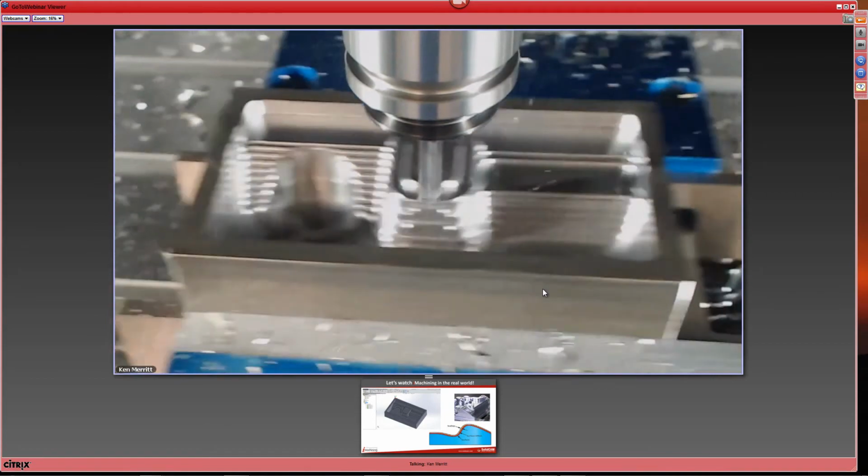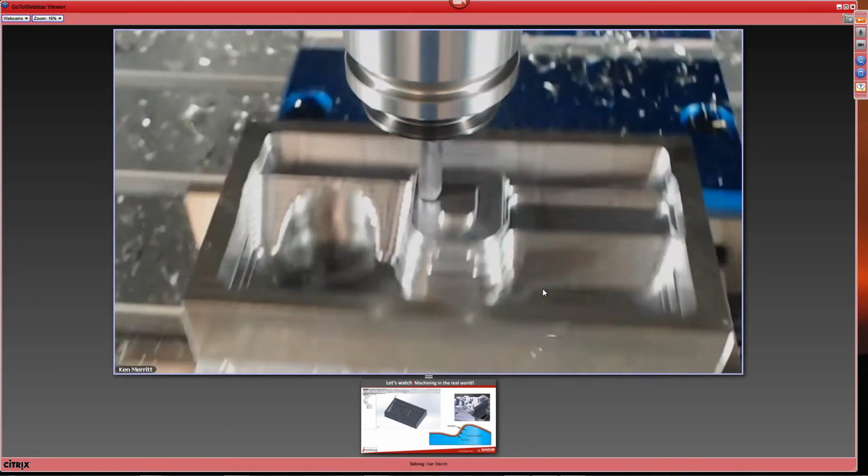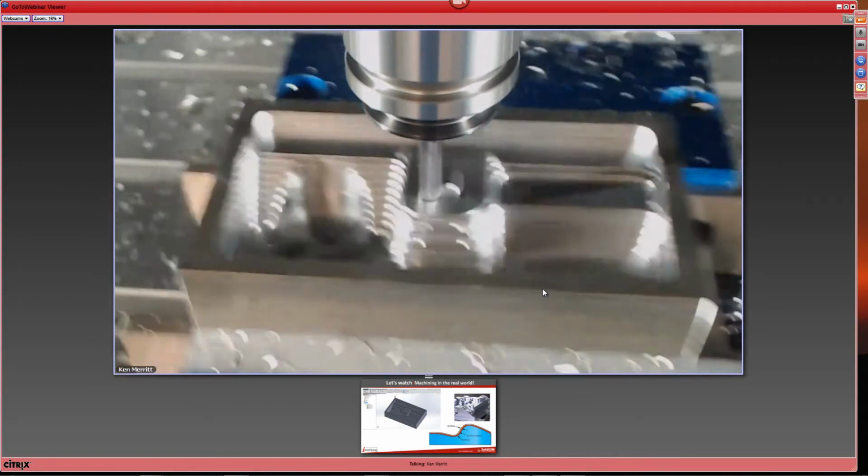Okay, we're almost done with the roughing operation. You can see it here doing the spiral morph. Notice the tool is never repositioning here. It's always making a cut.